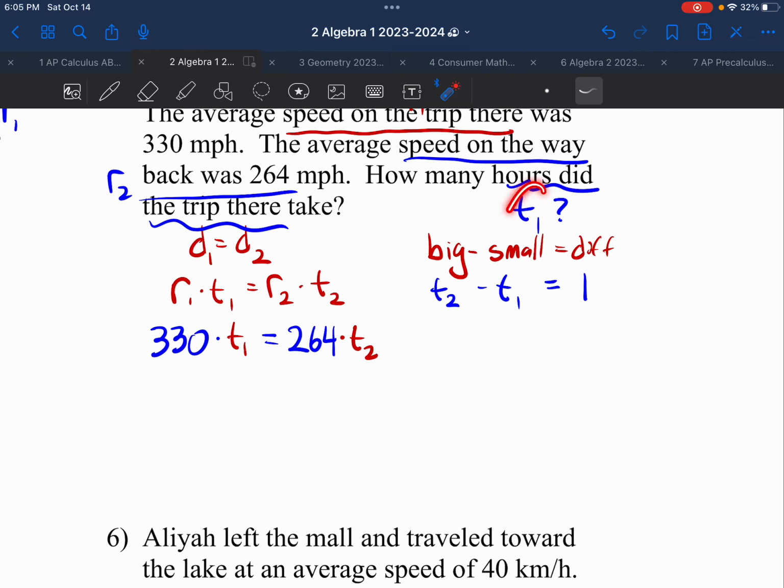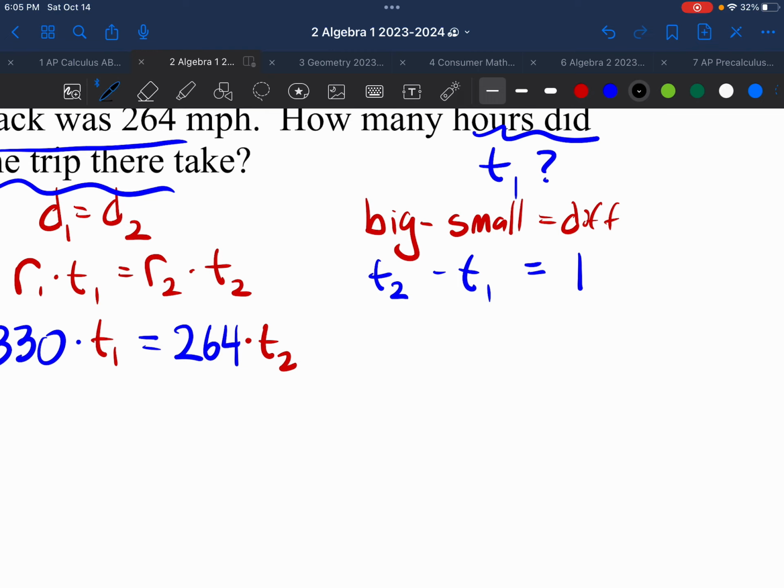I'm going to not solve for t1 because that's what I'm trying to find. I'm going to solve for t2. There's no need for me to be actually clever. Just do whatever's easiest. Just add t1 to both sides, and I'm going to get t2 is equal to 1 plus t1.